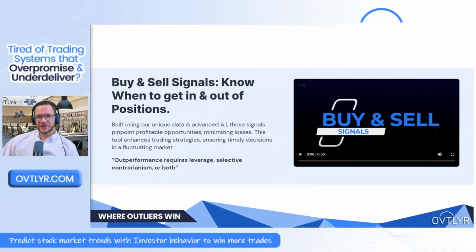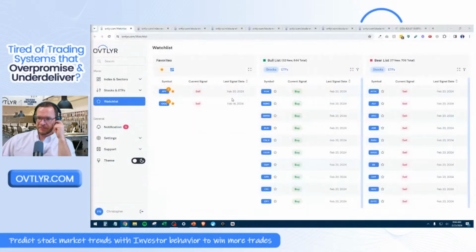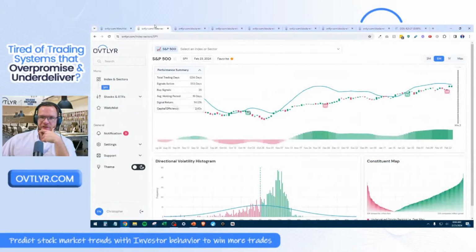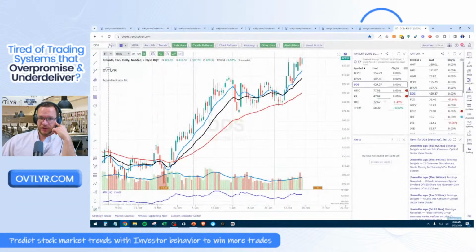The first thing with OVTLYR is the buy and sell signals, which help you know when to get in and out of a position. So let's take a look at that. That's what we're here for. Let's take a look at these buy and sell signals. So let's go first to the S&P 500. And first, what we see up on here is all these buy and sell signals layered on top of the chart. And we're actually going to go through and look at what the performance was on those inside of this charting platform here.